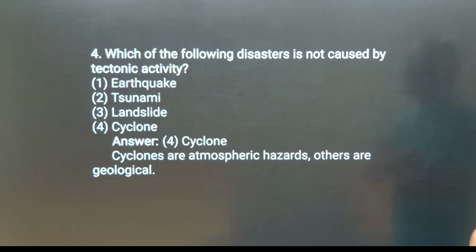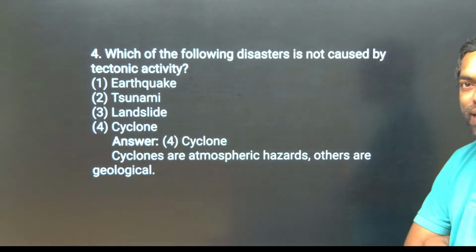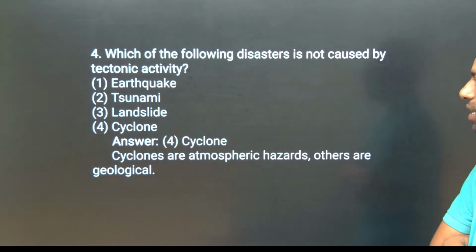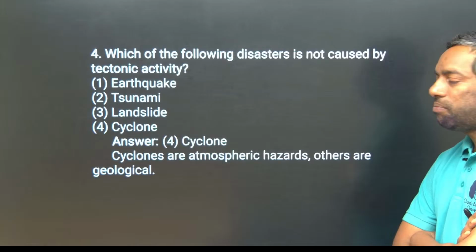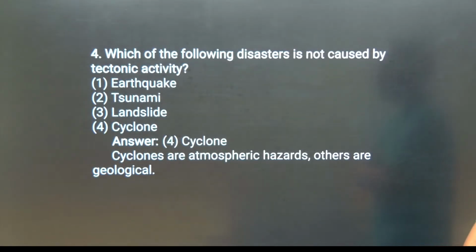Which of the following disasters is not caused by tectonic activity? Tectonic activity means plate tectonics and earthquakes. Tsunami is also an earthquake in the water. Landslides are earthquakes in the coastal areas. Cyclone is not a reason for the earthquake. Cyclones are atmospheric hazards, not earthquake hazards.